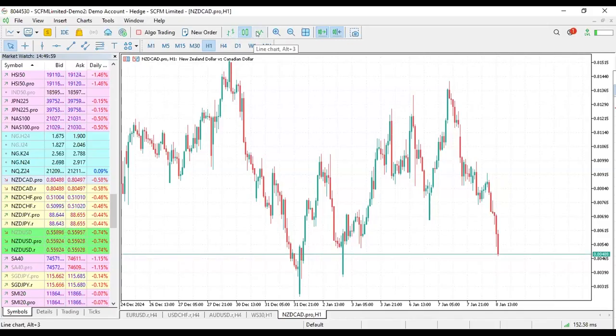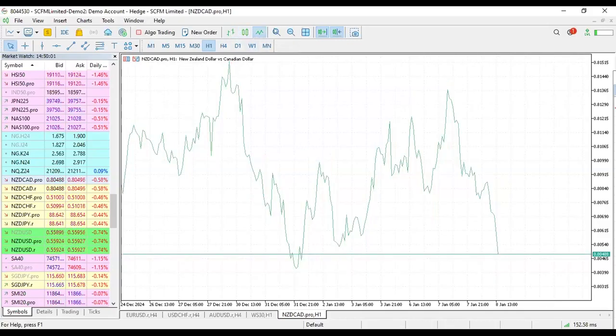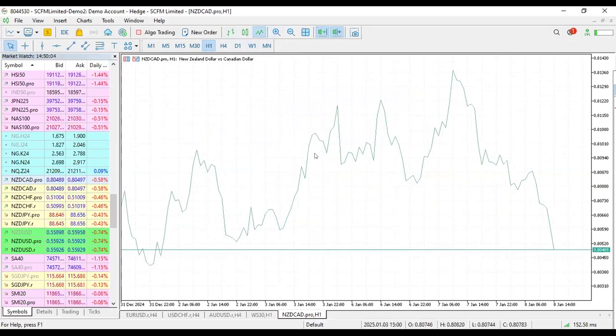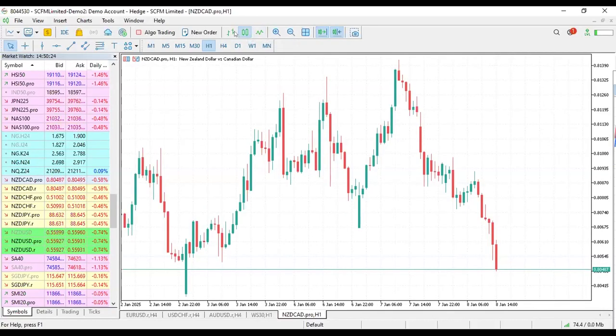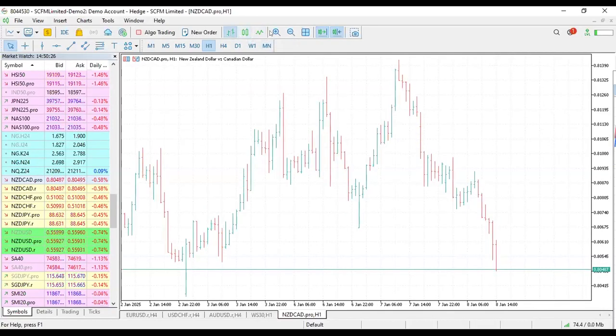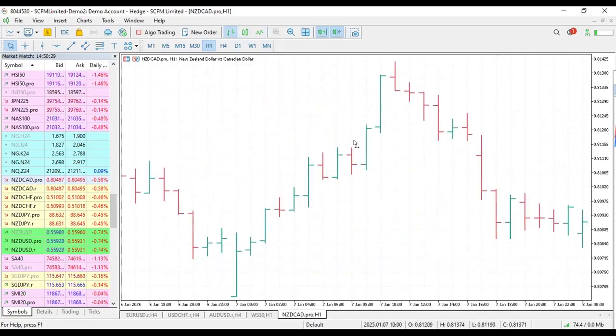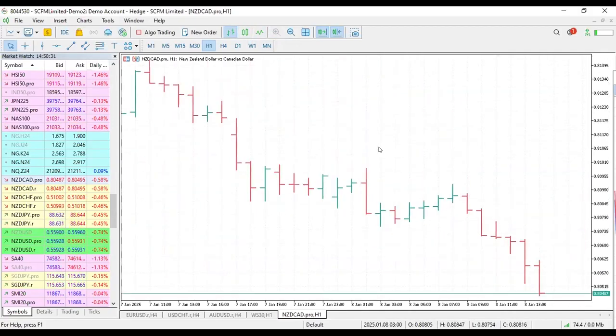First one, we have what we call the line chart. Line chart is just a normal line showing you how the chart is moving. Are we moving up? Are we moving down? Are we moving up again? Like right now, you can see market is moving down, all right? Before I get to that, we have what we call bar chart, and bar chart looks like that.